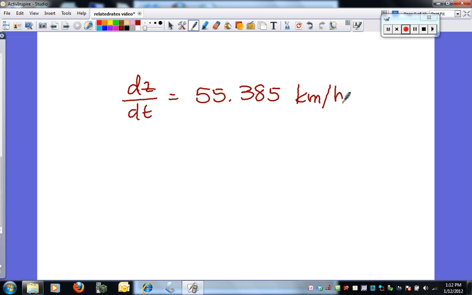kilometers per hour. Now you have to ask yourself, does that make sense that this rate is greater than both of the rates at which they're traveling, one traveling north and one traveling south? Does that make sense that that rate is larger?